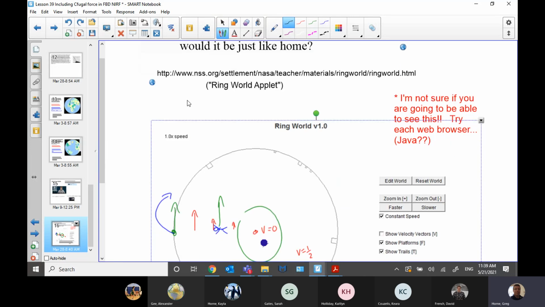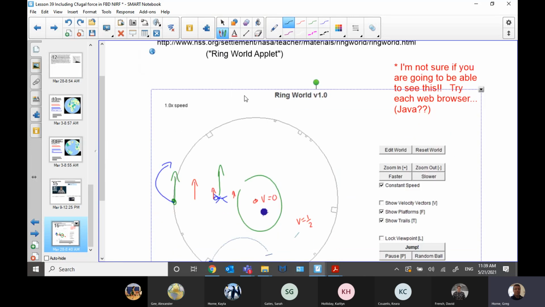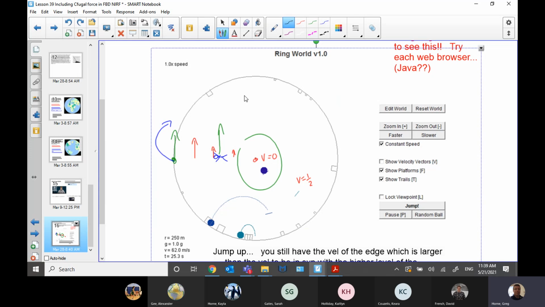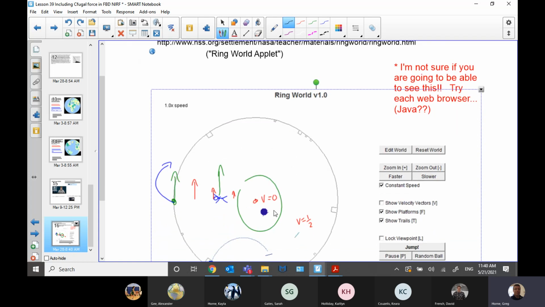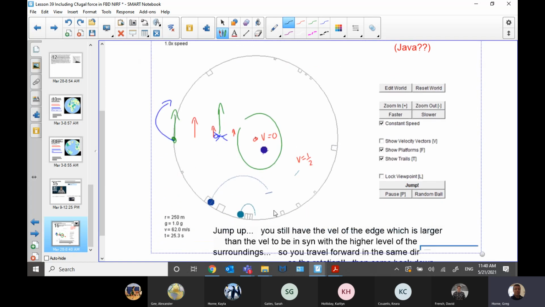This little applet doesn't work anymore because Java is dead. But what I used to be able to show was that we have this ring world. This is an artificial gravity world. And so the question at the top here, as a final thing, is artificial gravity: would it be just like home? And the answer is sort of, but not quite. And it's because of this Coriolis effect issue.